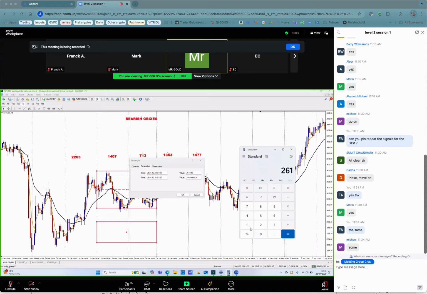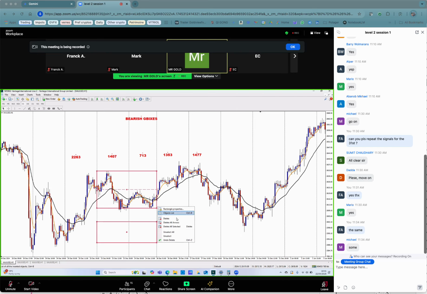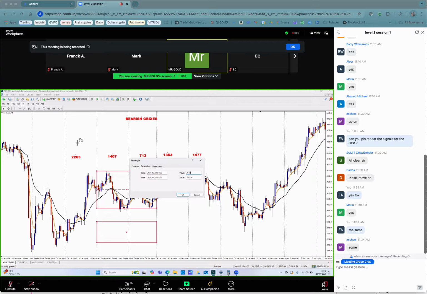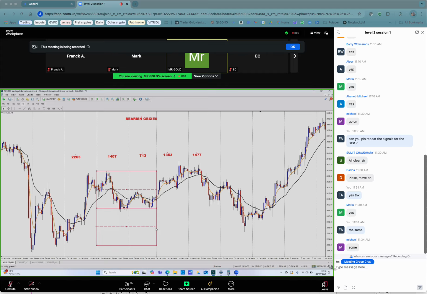2610.50 minus the G value 2263 gives me 2587.87. And I need that top value, which was 2610.50. Press OK. And I've got that placed nicely there. And I'll just copy the half line as well. And that's me done.